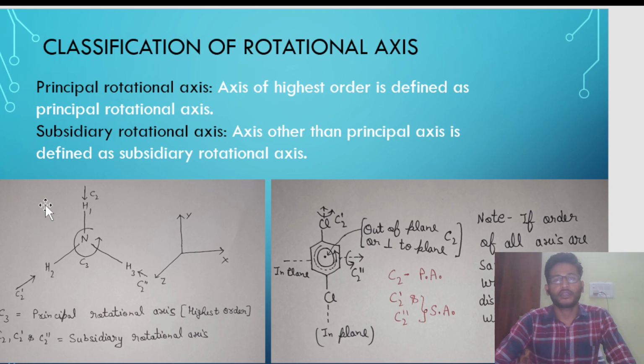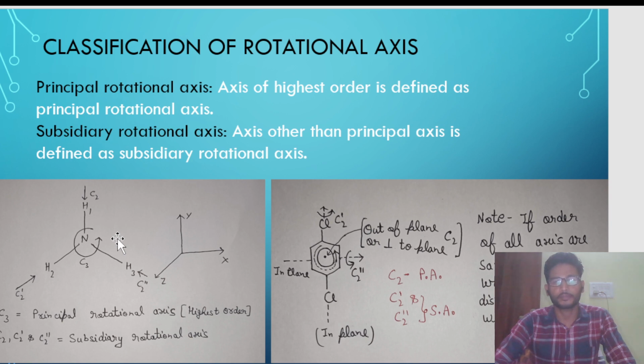Rotational axes can be classified into two categories. First is principal rotational axis and second is subsidiary rotational axis. Axis of highest order is defined as the principal rotational axis, and an axis other than the principal axis is called a subsidiary rotational axis. Both rotational axes can be understood with the example of the NH3 molecule.